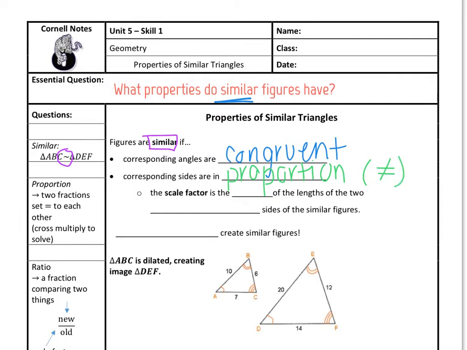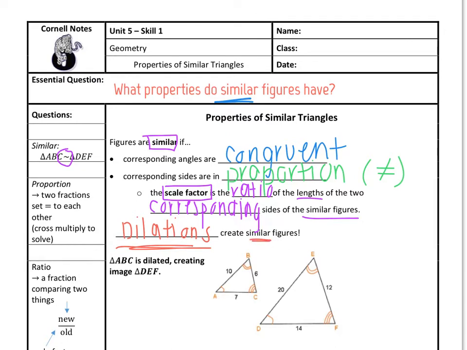We use something known as a scale factor. The scale factor is the ratio, R-A-T-I-O, of the lengths of two corresponding sides of those similar figures. You might be asking yourself, well, Miss Wesley, what are similar figures? We've only seen congruent figures before. We're going to get similar figures when we see a dilation. So dilations create similar figures.